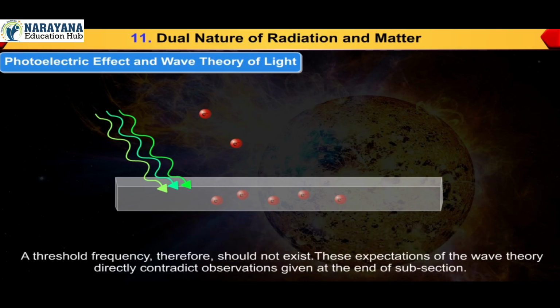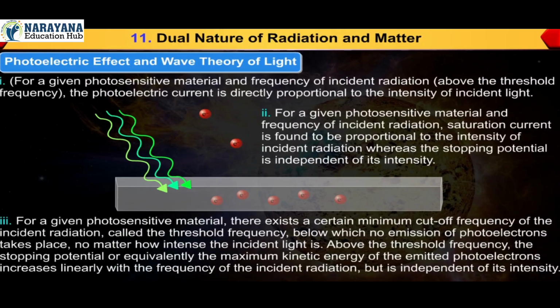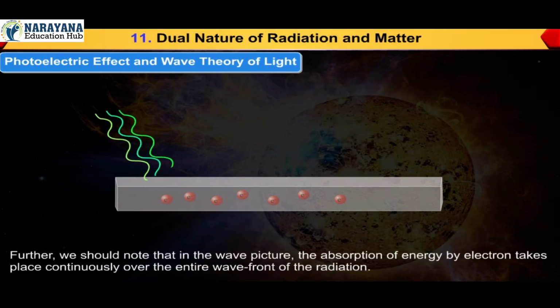A threshold frequency, therefore, should not exist. These expectations of the wave theory directly contradict observations given at the end of the subsection. Further, we should note that in the wave picture, the absorption of energy by an electron takes place continuously over the entire wavefront of the radiation.